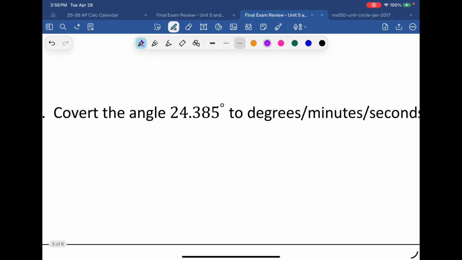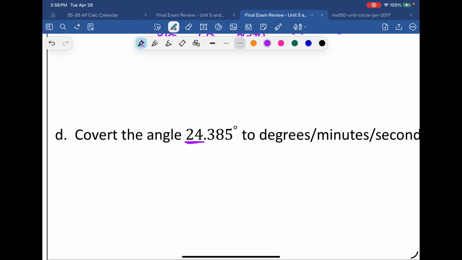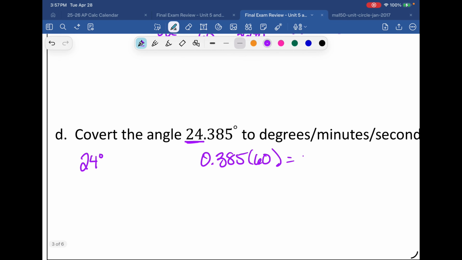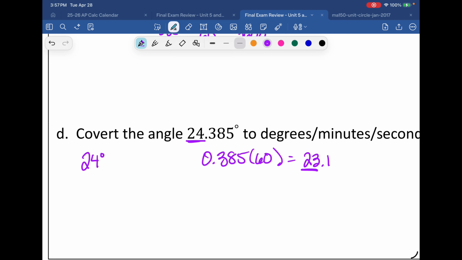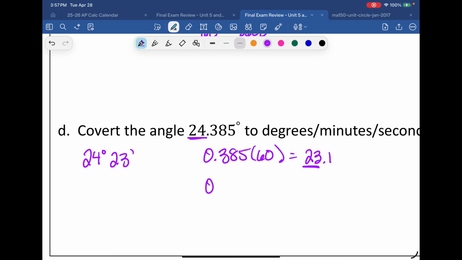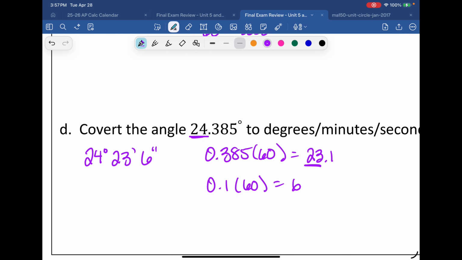All right, going back the other direction. The whole number is your degrees. We're going to use the decimal and multiply that by 60 to get the minutes, because I want the fraction of the minutes, which is 23.1. Take the whole number, and that's your minutes. Then take your decimal, 0.1, and multiply by 60 again. This tells you how many seconds out of that minute you still have. 0.1 times 60 is 6 seconds.